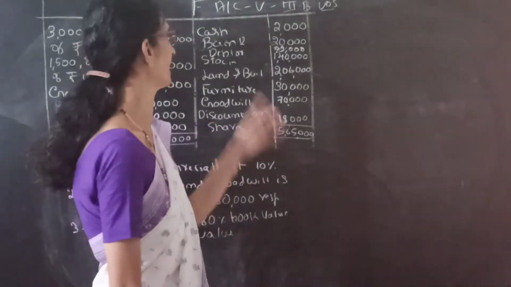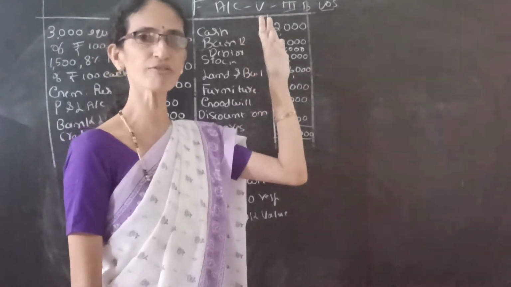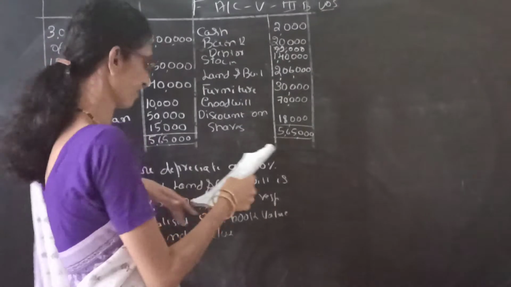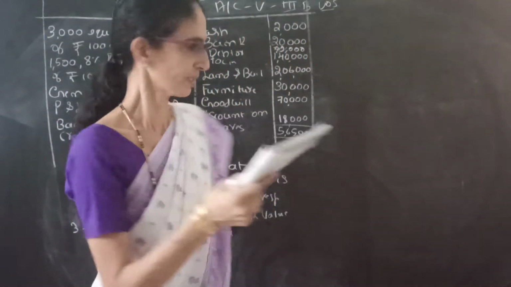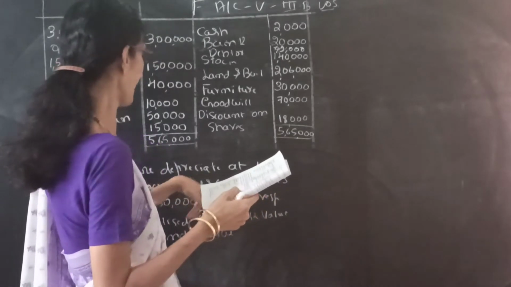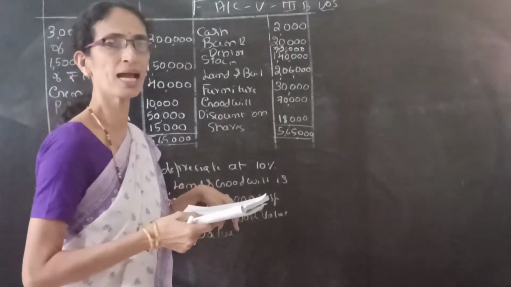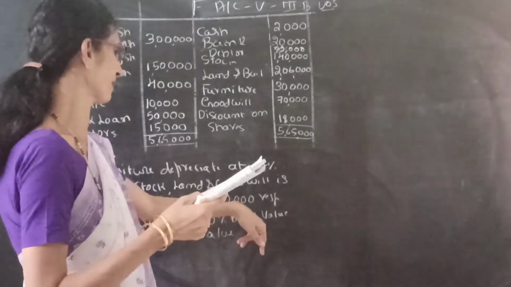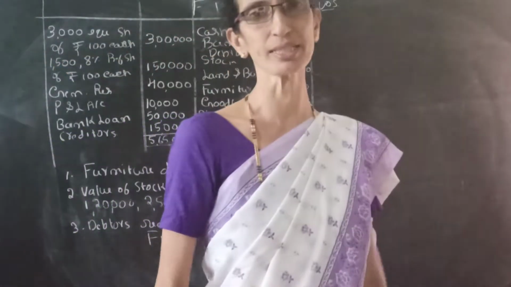Now I am taking Financial Accounting 5 of final year BCom. Under that, valuation of shares. So the balance sheet is given. Then the adjustments are given like this. Furniture to be depreciated at 10%. Then value of stock, land and goodwill is 1,20,000, 2,50,000 and 80,000 respectively. Debtors realized 80% of book value. Then find out the value of equity shares.